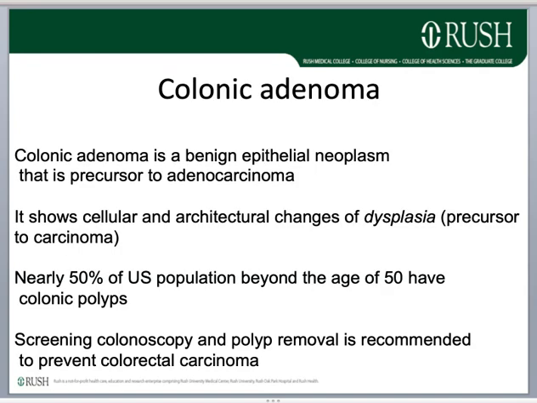So colonic adenomas are benign epithelial neoplasms, which can be a precursor to adenocarcinoma. These show cellular and architectural changes of dysplasia, which is a precursor to carcinoma. These are extremely common. Nearly 50% of the U.S. population over the age of 50 have one or more colonic polyps. The management of adenomas includes screening colonoscopy and polyp removal to prevent the development of colorectal carcinoma.